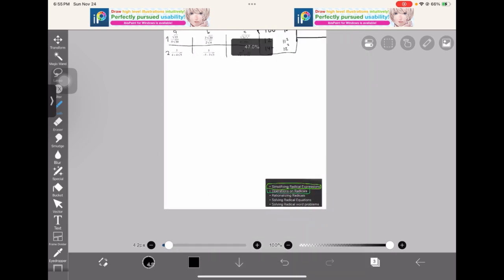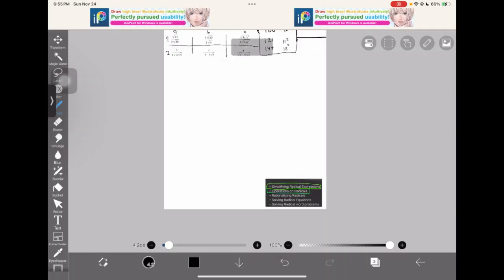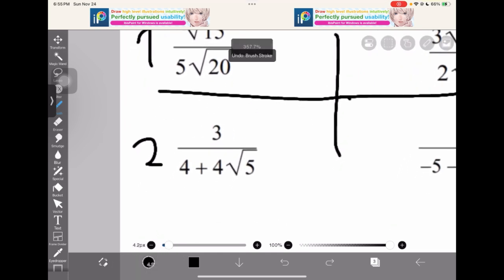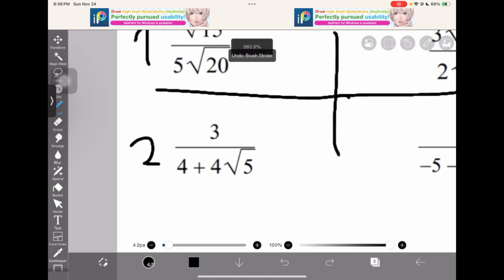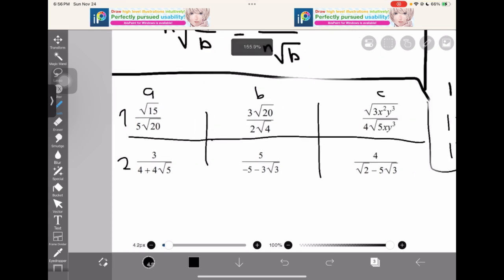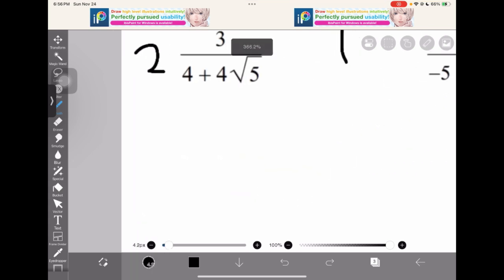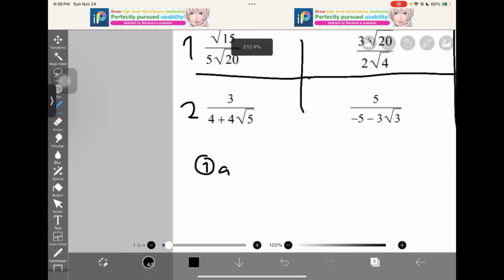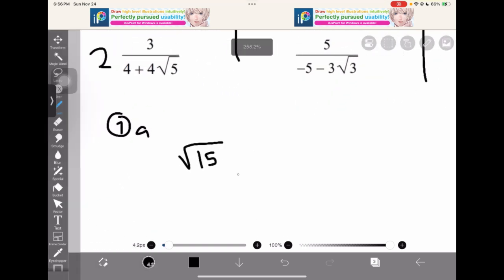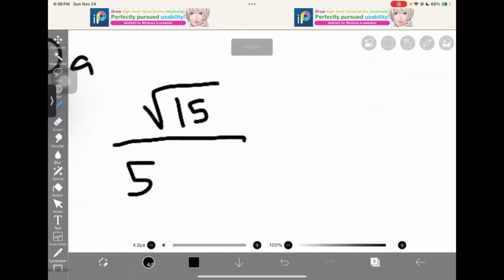Okay, so now we're going to go to rationalizing the radicals. These are two cases: one where the denominator is a monomial like this, or a binomial like this. We have to rationalize the denominator for all three of these. So let's start. For 1a, we want to put square root of 15 over 5 square root of 20.